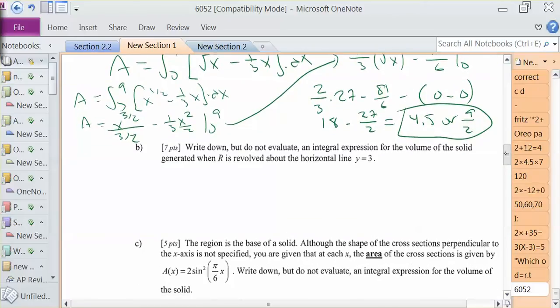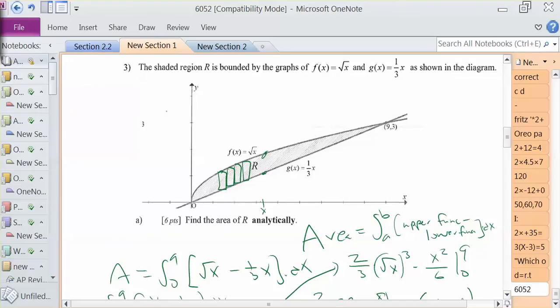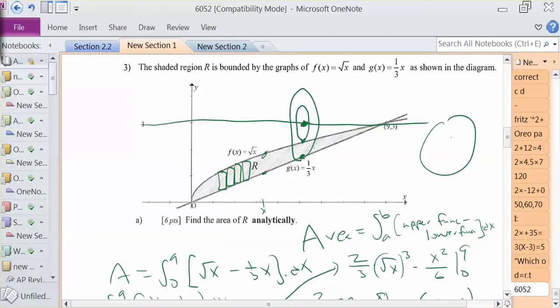Now, if you're revolving about y equals 3, so here's y equals 3. This is going to involve the washer method because our region is not completely flush against the axis of rotation, so there's going to be a gap when you do this revolution. So here's our center of revolution of y equals 3. And we have an outer radius and an inner radius to consider. So our washer, the cross-section of our washer looks like this. We have an inner radius and an outer radius.